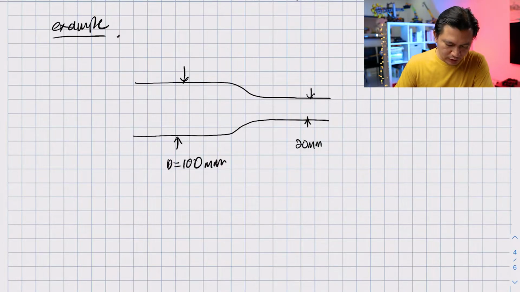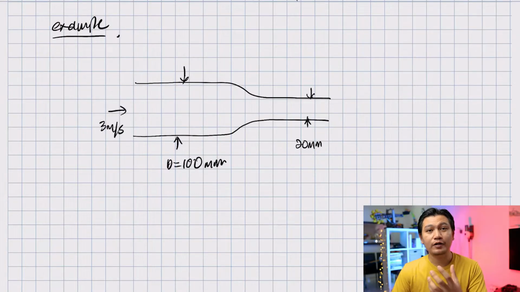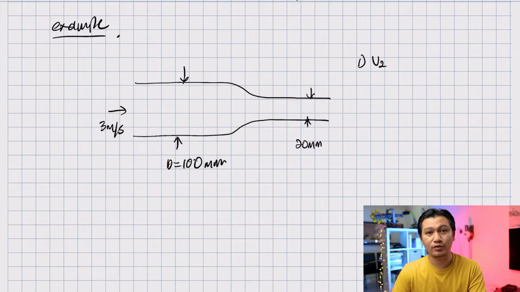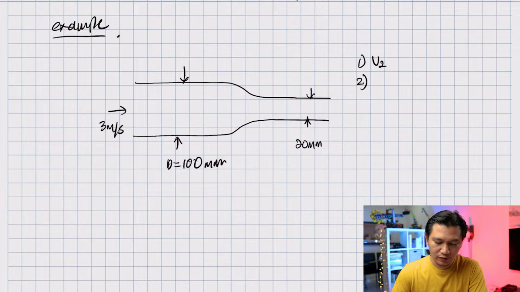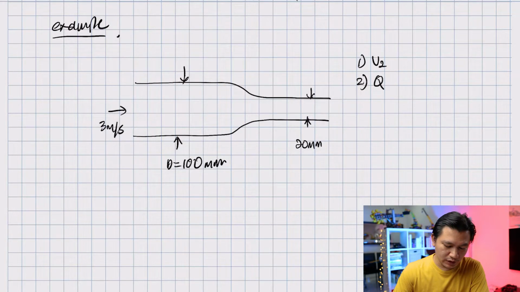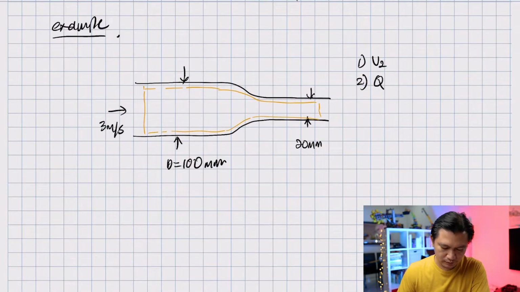It's also given that the velocity is moving from left to right, and the inlet velocity here is 3 meters per second. Now the question asks you to find what is V2, which is the exit velocity, and also what is the flow rate, which is Q. So in order to solve this, first of all, let's draw our control volume. Let's say our control volume looks something like this, and this will be our point 1 and this will be our point 2.